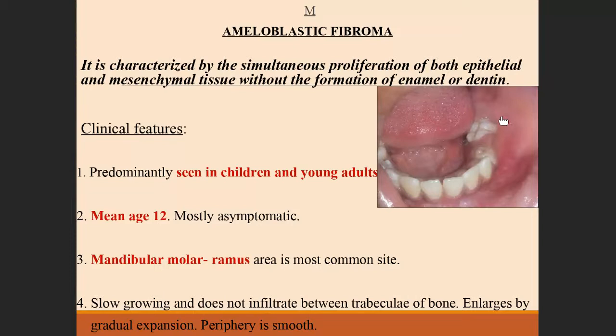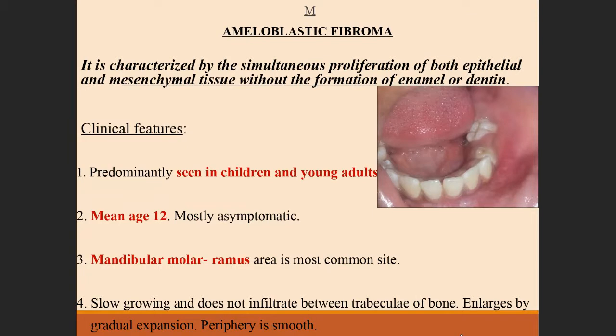So when we are talking about pericoronal radiolucencies, that is radiolucency in the pericoronal areas, in slightly adult, that is above the second decade, you have to think of dentigerous cyst, unicystic ameloblastoma. When it comes to children, the first thing you have to think of is ameloblastic fibroma. Clear? So clinically, it is slow growing, does not infiltrate between the trabeculae of bone, and it enlarges by gradual expansion, and the periphery of the tumor is smooth. So it is a purely benign tumor.